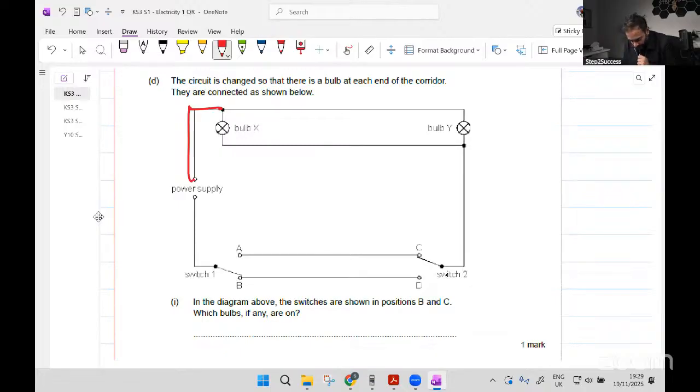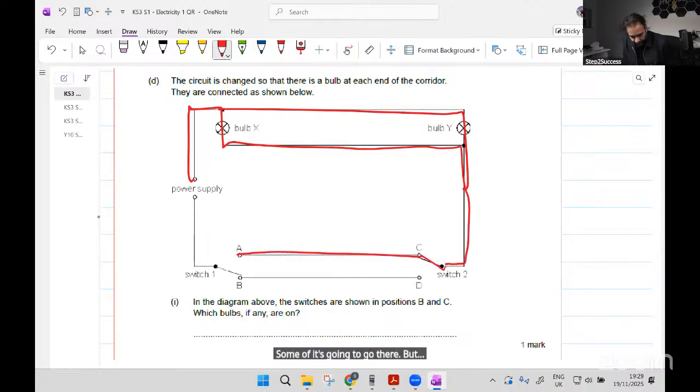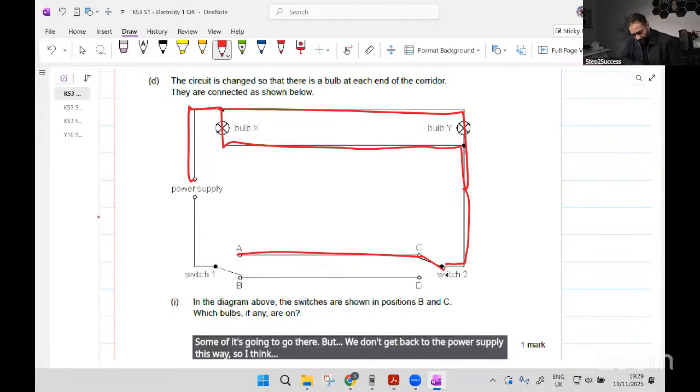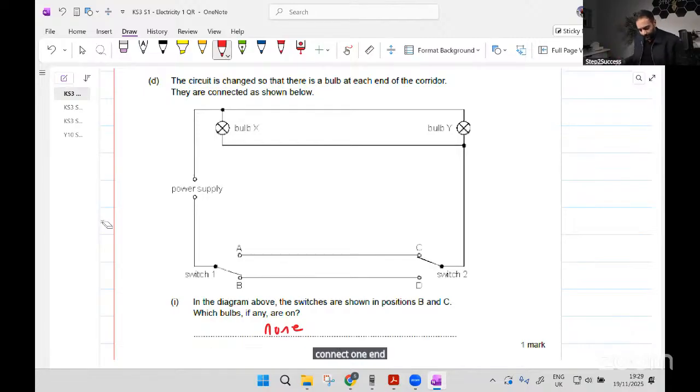Now, which way does it go? Well, I guess some of it's going to go there. Some of it's going to go there. But we don't get back to the power supply this way. So I think that none of them are on because we just don't have a complete circuit in any way. There's no way we've done that. So that's the way to do these questions. Can you connect one end all the way around?